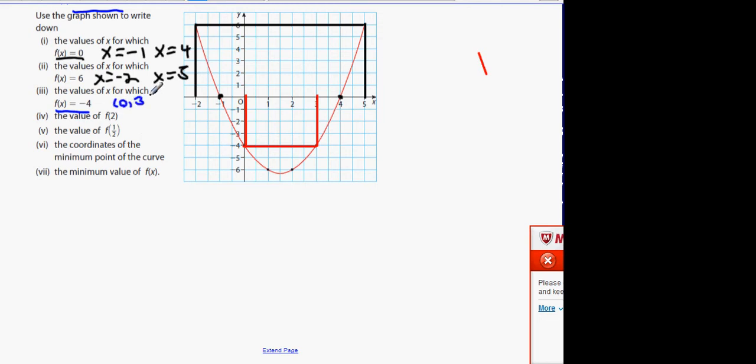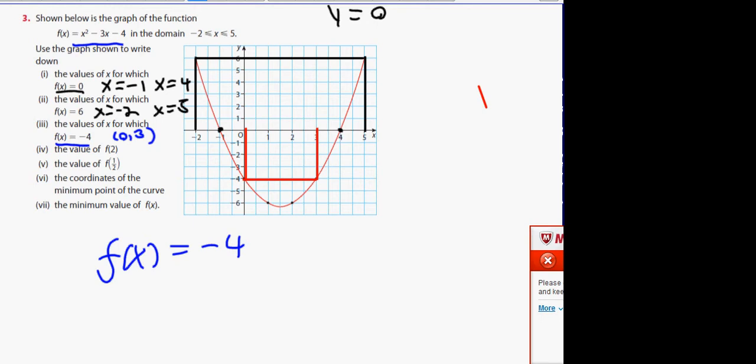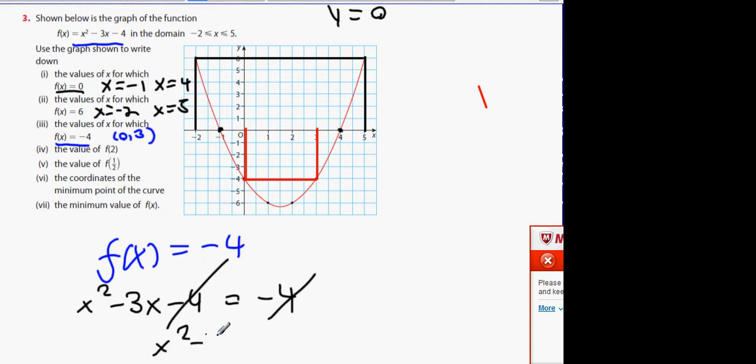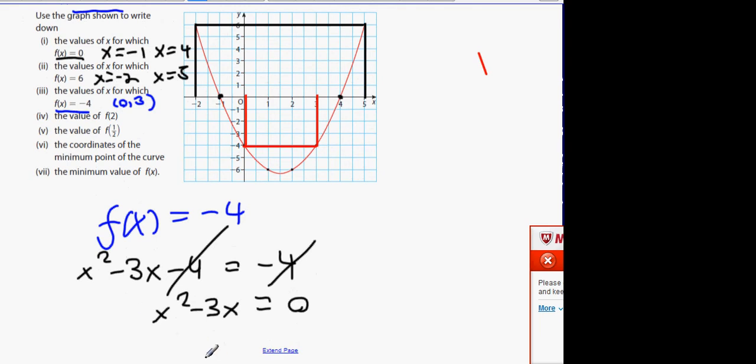Now, if I want to do this algebraically, how would I do it? How would I solve this one? What would I write down? f of x equals minus 4. Then what would I write down? What's f of x? Okay. And then what could I do? They cancel, right? And then what's left? x squared minus 3x. Now what can you take out in common? And what are you left with? And what's the answer then?